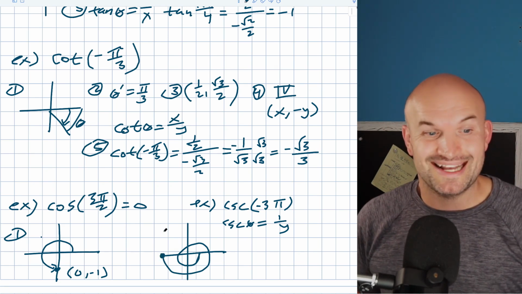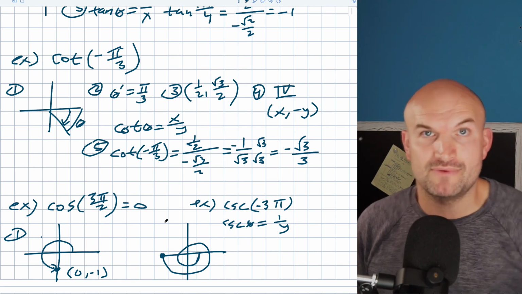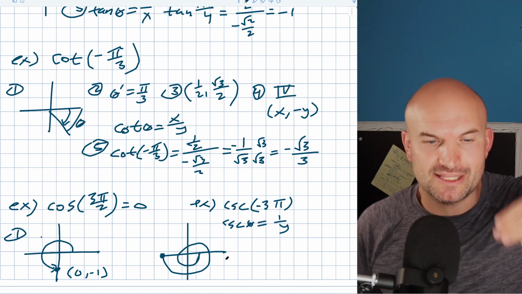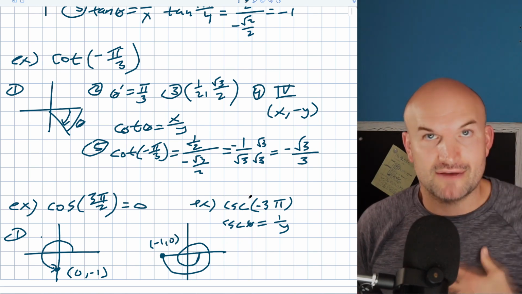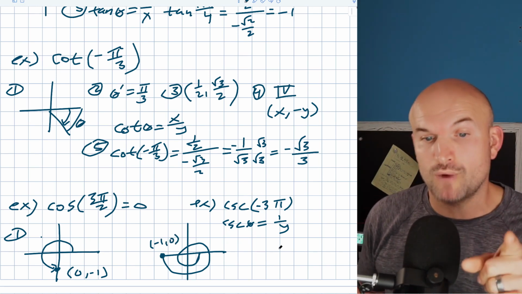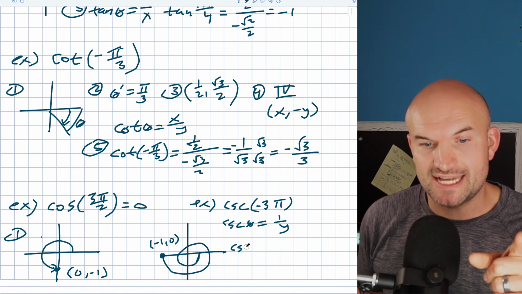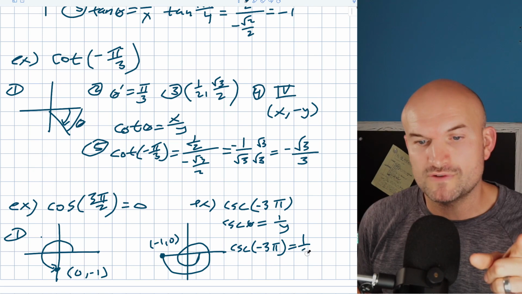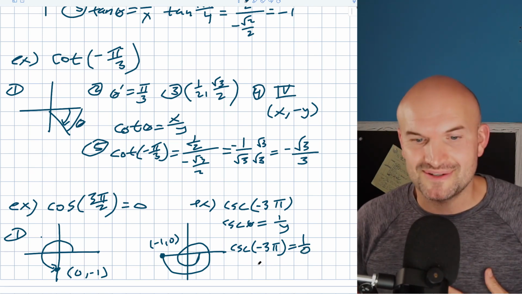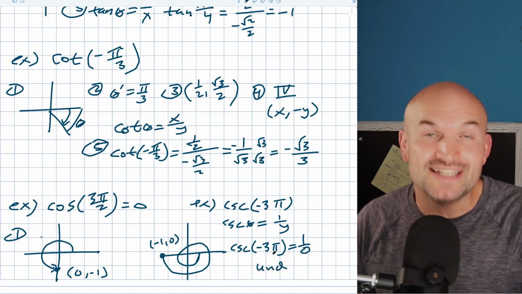Which will take us right here. And again, what is this point on the unit circle? We just looked at it over there. If you were to take this on the unit circle, this point would be -1, 0. Now, again, remember cosecant represents 1 over y. So the cosecant of -3 pi is going to equal 1 over 0. Well, can we divide by 0? No. So this is an example of an undefined value.